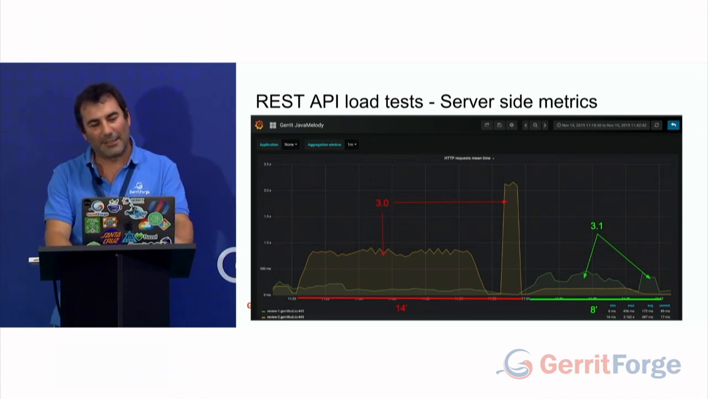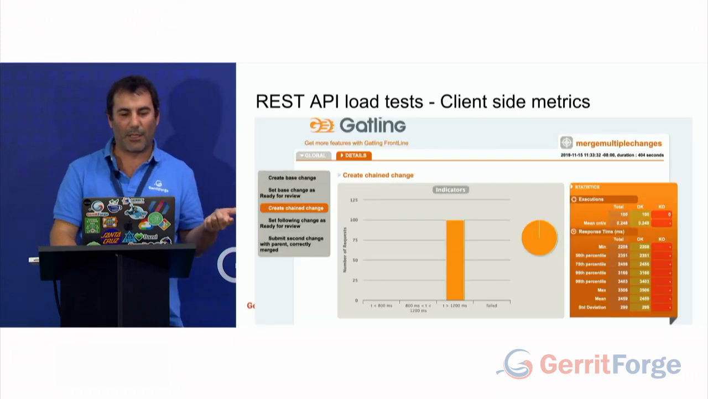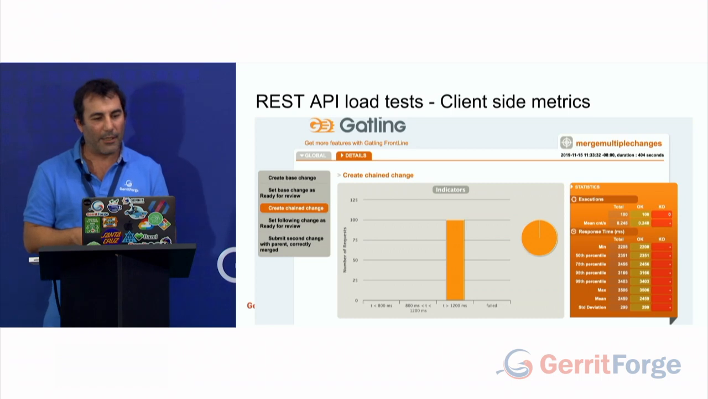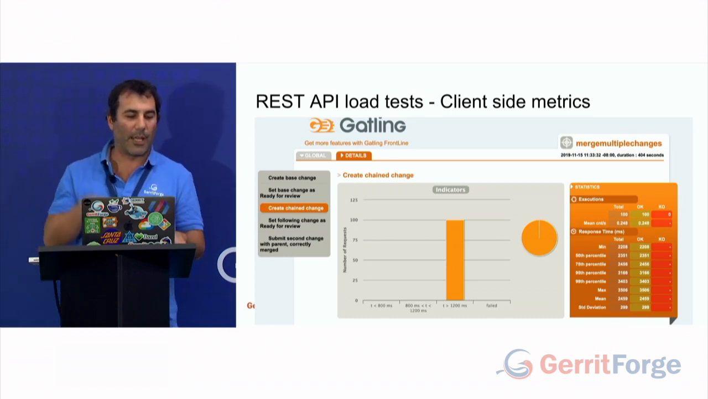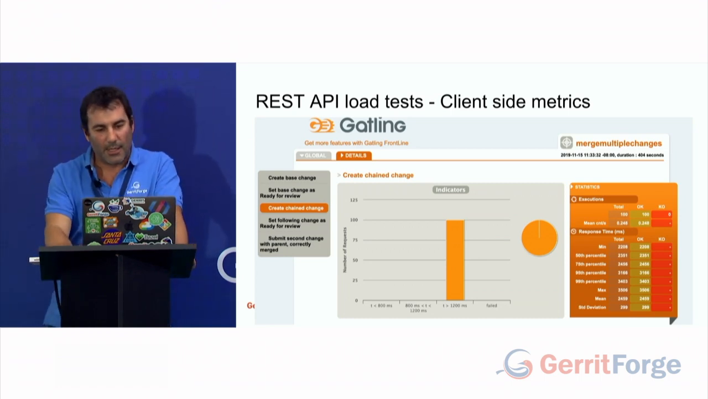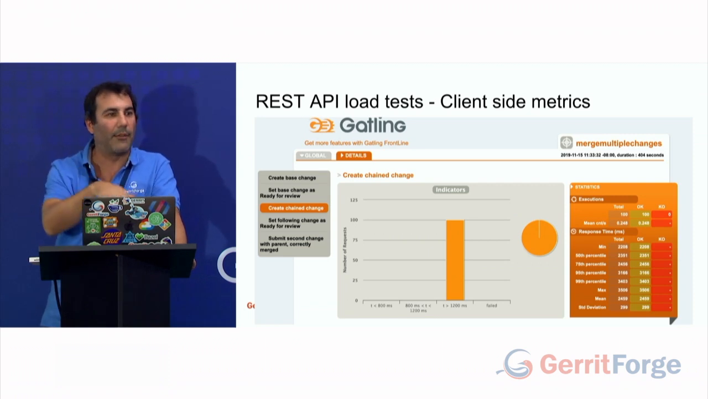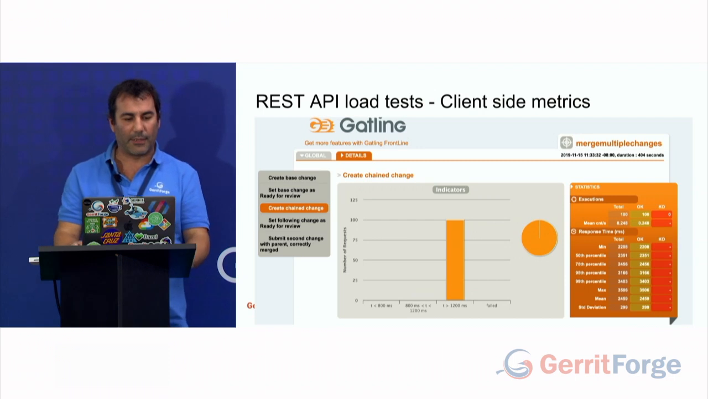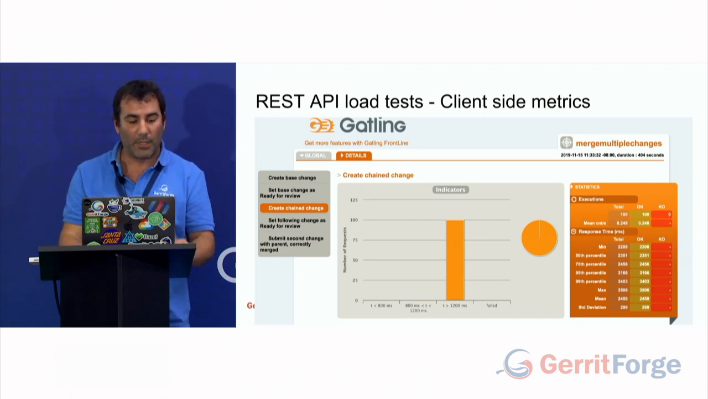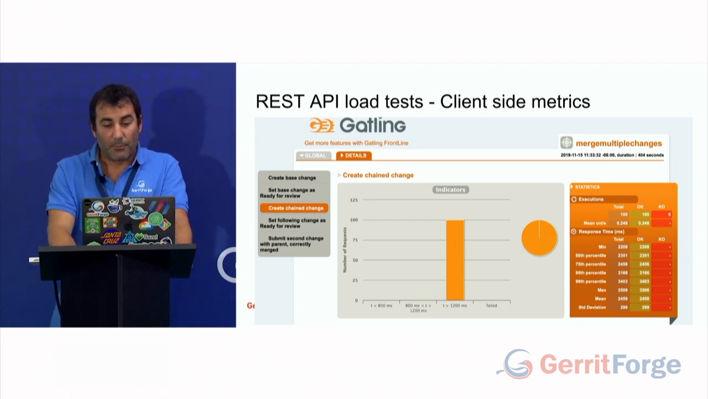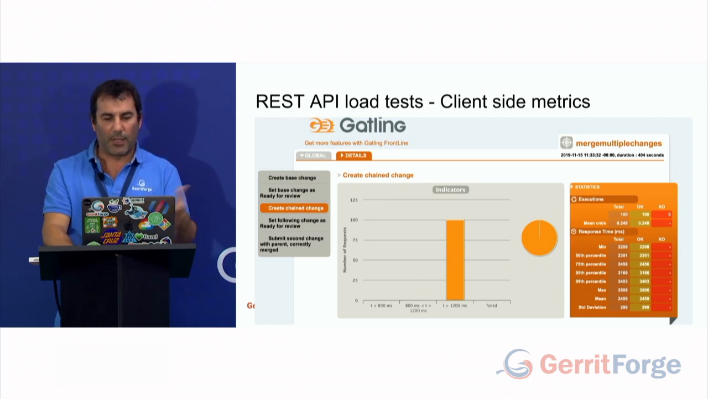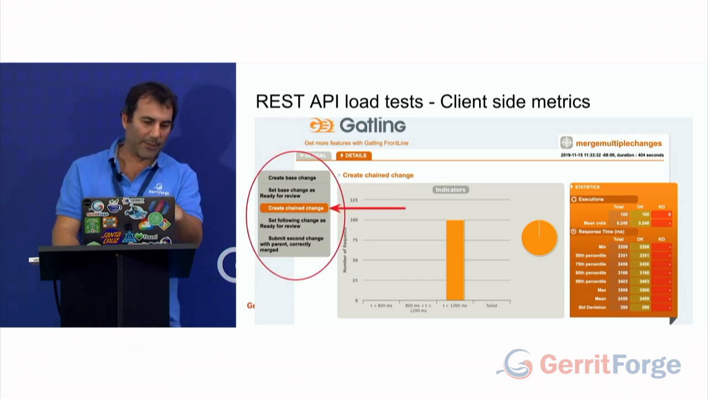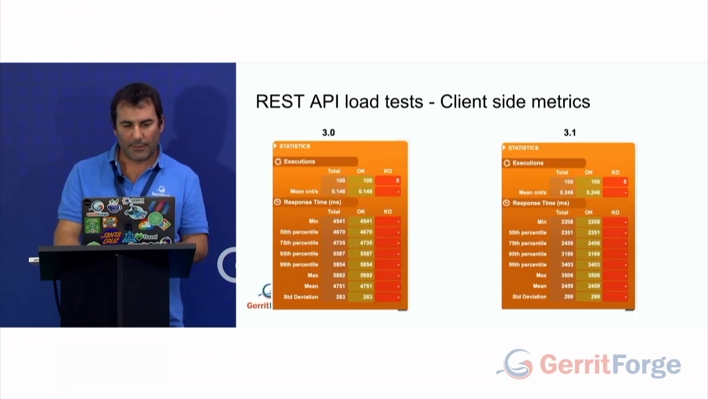And now let's have a look at the same metrics but client side. As I was showing you before, in Gatling you can drill down in your scenario, and you can have a look at the breakdown of the steps of your scenario. So in this case, I'm focusing on the creation of changes, because they are the ones that in this particular scenario have the most statistical meaning. You can just select the part of the scenario you're interested in.